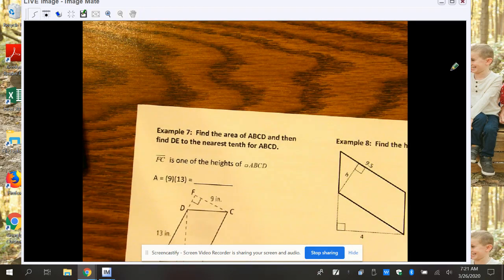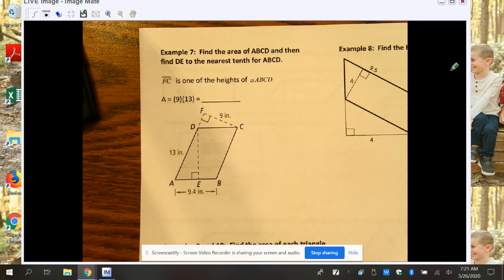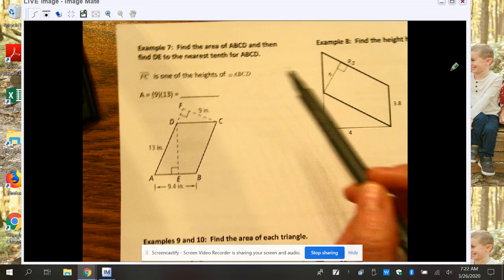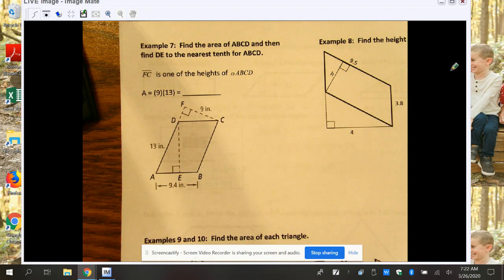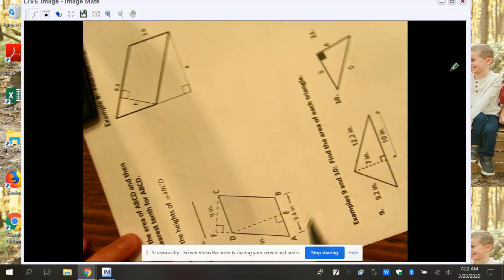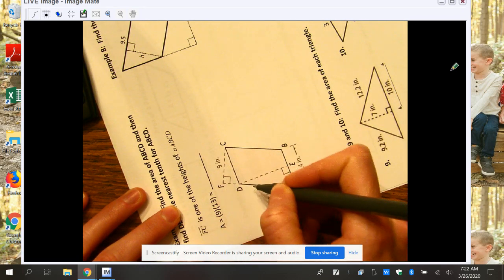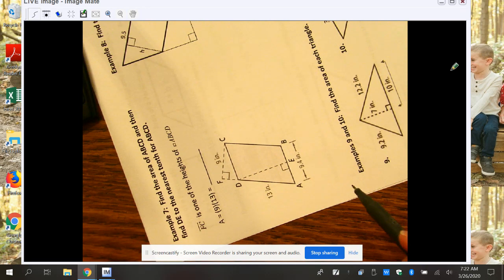All right, so now we're looking at kind of a more complex picture here. So it says find the area of ABCD, so this parallelogram right here, and then find DE, which is the height, to the nearest tenth. And it does tell us that FC is one of the heights. So if you kind of turn your picture this way instead, remember the height is always drawn from the vertex perpendicular to the opposite side.